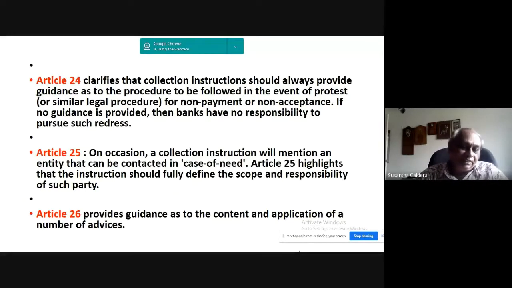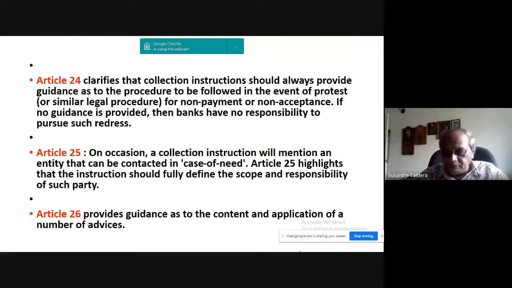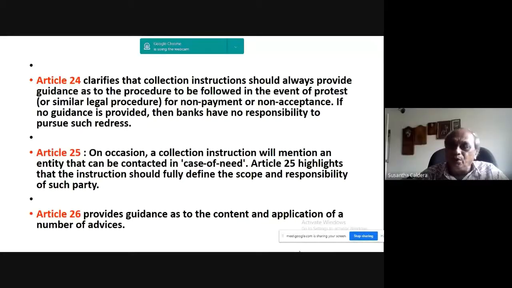Article 26. Article 26 is my pet article. So excuse me, small verification, sir. Now in the case of need thing, how do we communicate between that person and the bank? Normally we do it in SWIFT, no? Shanita.